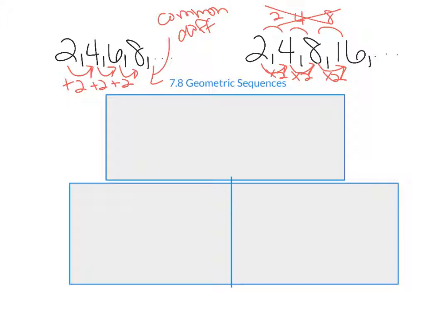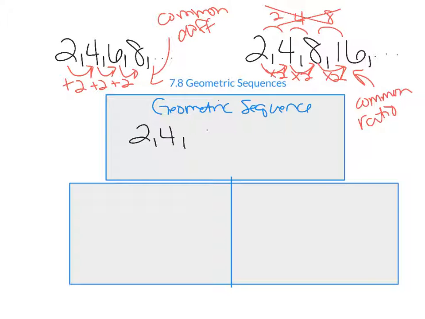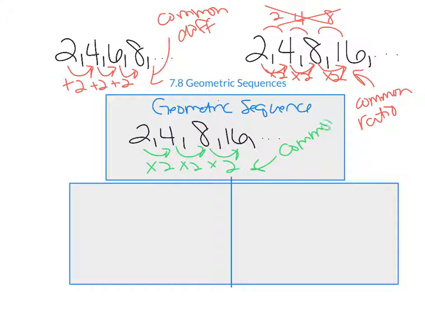There is no common difference, but there is what we call a common ratio. A common ratio. If a sequence has a common ratio, it is what we call a geometric sequence. A geometric sequence. So let's go ahead and we can just write that sequence down there. 2, 4, 8, 16, and so on. And once again, the reason why it's geometric is because there is a common ratio, which is what we just saw above.